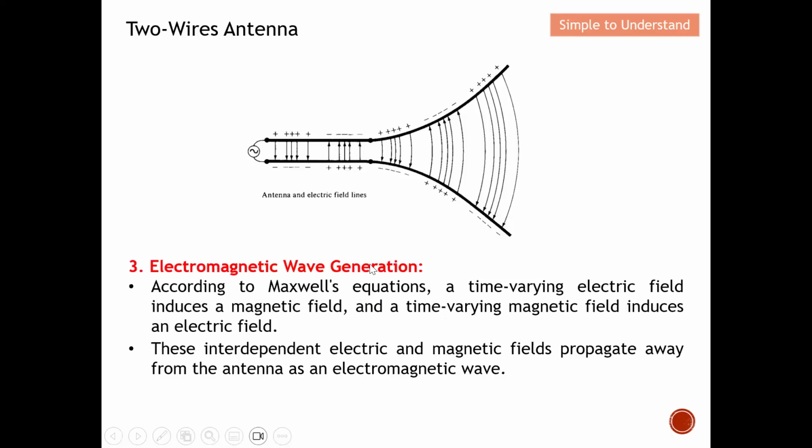Electromagnetic wave generation. According to Maxwell's equations, a time varying electric field induces a magnetic field. So any change in the E field induces a magnetic field, and when the magnetic field changes, you also induce an electric field, which I have illustrated on the single wire antenna. These interdependent electric and magnetic fields propagate away from the antenna as an EM wave. This is how the EM wave propagates further and further away from the antenna.